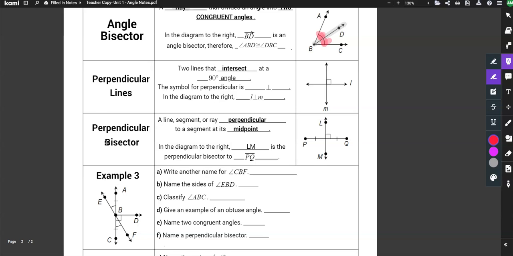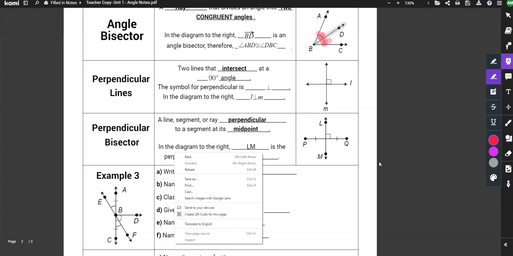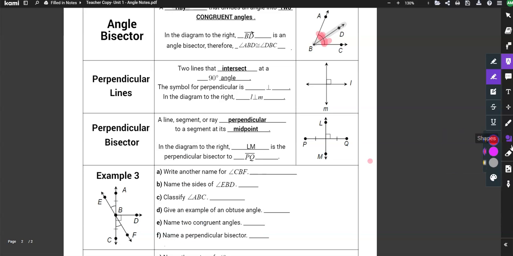Now, when your segment bisector happens to be perpendicular, it also makes it an angle bisector. So a line, segment, or ray that is perpendicular to a segment at its midpoint. In the diagram to the right, line LM, and it looks like my line has disappeared, so let me go ahead and add that back. I most likely accidentally erased it. So line LM is the perpendicular bisector of segment PQ.